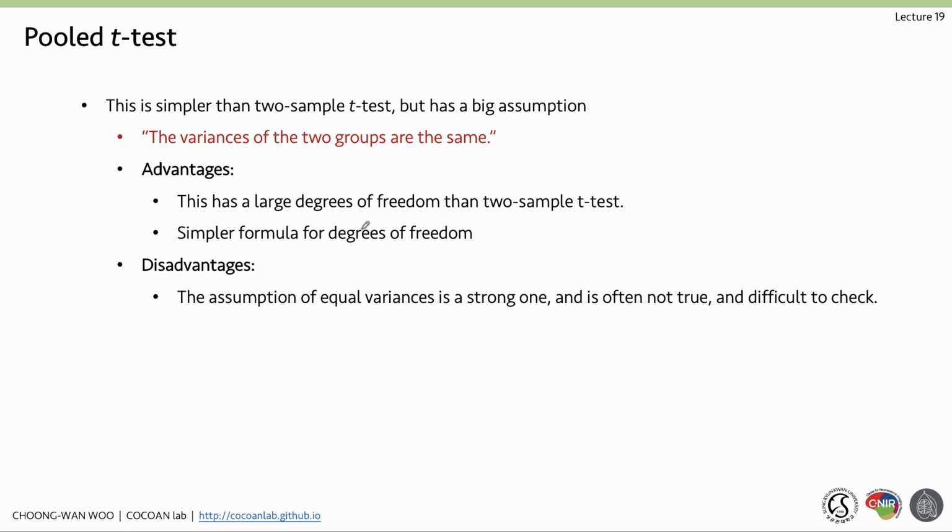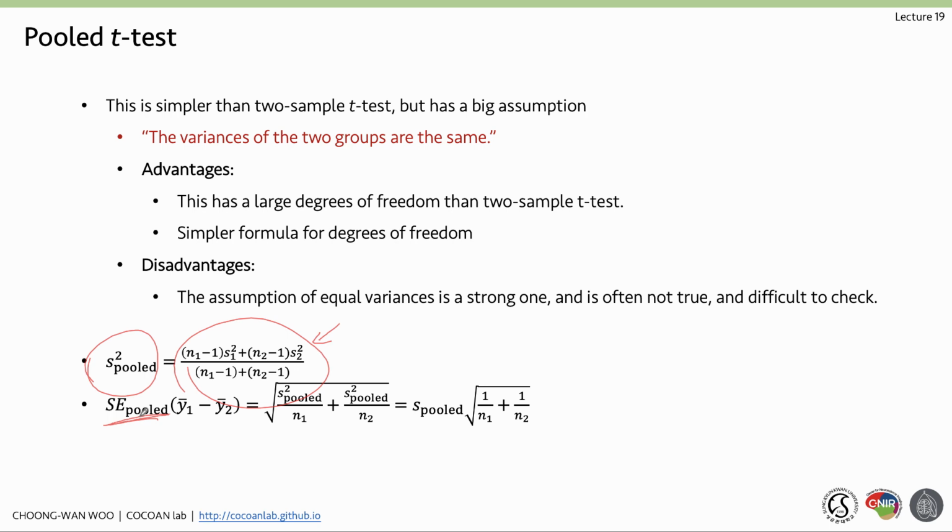The disadvantages are that the assumption of equal variances is a strong one, is often not true, and is difficult to check. Okay, so the variance of the pooled sample can be calculated with this. This is basically the weighted mean of the variances, and therefore the pooled standard error for the two groups is calculated with this. So S pooled from here, multiply that by the square root of 1 over n1 plus 1 over n2. The degrees of freedom is very simple, n1 plus n2 minus 2, and then we can calculate the p-value and confidence interval from that.